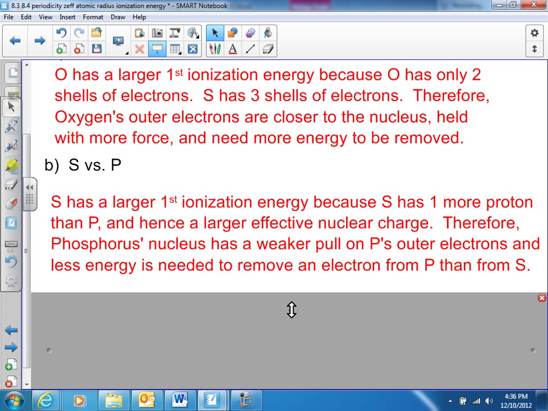S has 1 more proton than phosphorus. So left and right, you're looking at protons. If you have more protons, you have a higher effective nuclear charge. So phosphorus's nucleus has a weaker pull on phosphorus's outer electrons. So less energy is needed to remove an electron from phosphorus than from sulfur.